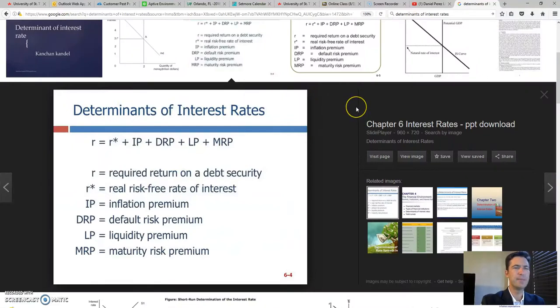All right, so the interest rate, as you can see, is determined by these 5 different components. This is what's called the required rate of return on debt of a security. Debt security would be a bond, okay, or some type of a loan. This is the nominal interest rate on that loan, and that is equal to R star. R star is basically the real risk-free rate of interest. Basically, it's a compensation for time, for giving up consumption today so you can lend out money to someone. This is the real risk-free rate of interest.